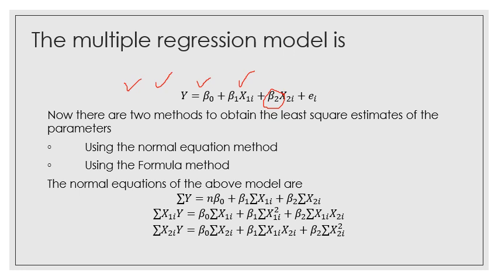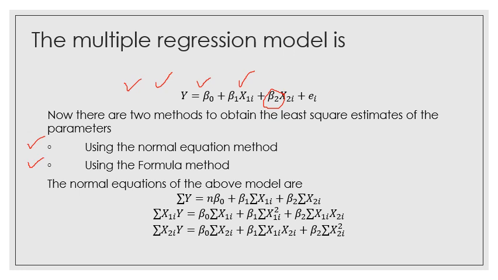Now, there are two methods to obtain the least square regression line or least square estimate of the parameters. First one is using the normal equation method. Second one is using the formula method. You already know how to use the formula method. Now we will use the normal equation method.